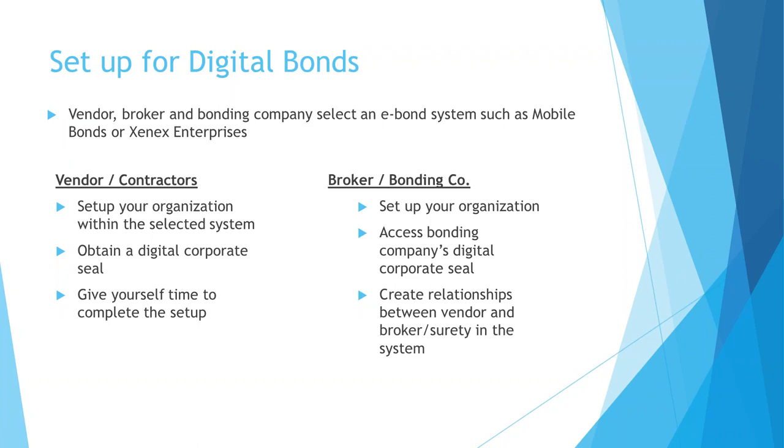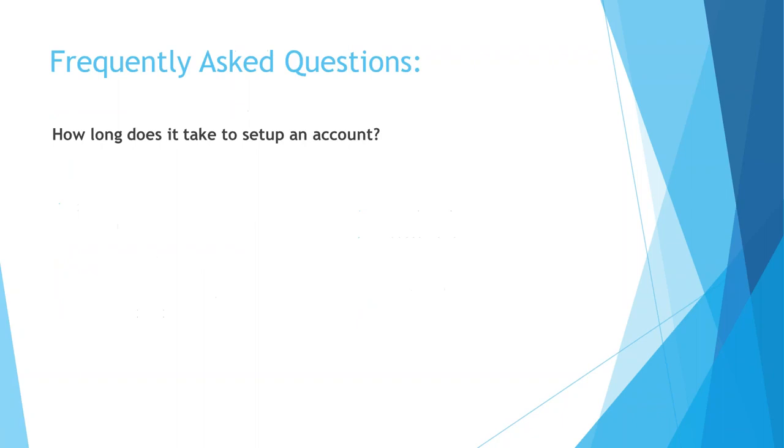Two is obtaining a digital corporate seal, and for the broker, that's usually going out to the bonding company and asking for that corporate seal. And then I have another point under the broker and bonding company column, which is just creating a relationship between the contractor, broker, and the bonding company in the respective system, just so the system knows who's doing what to produce a unique bond. So after all that, just go back.